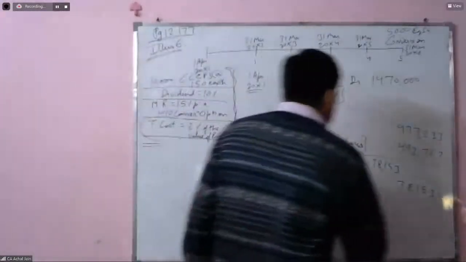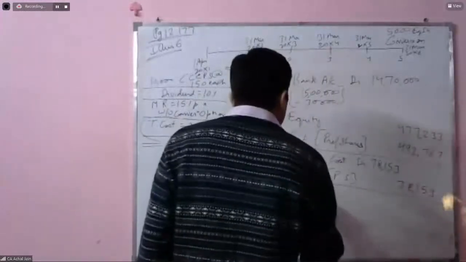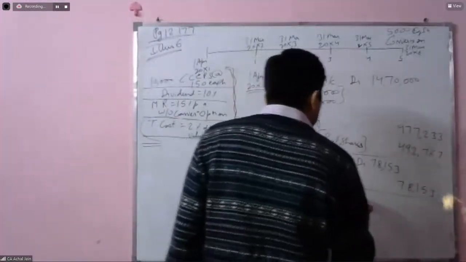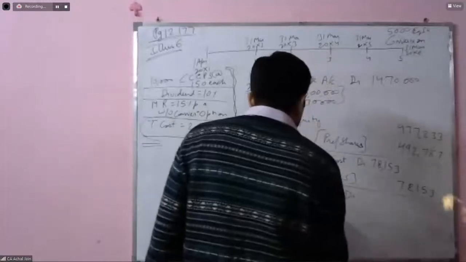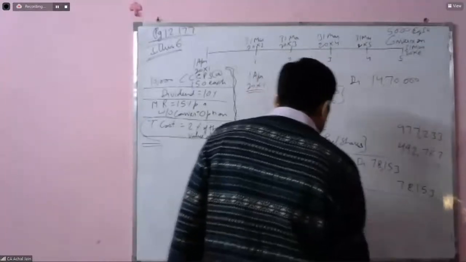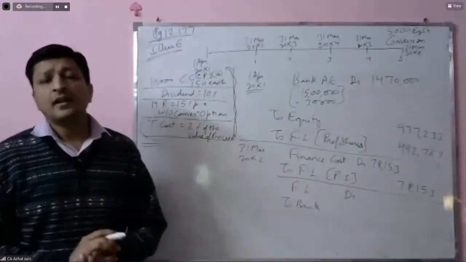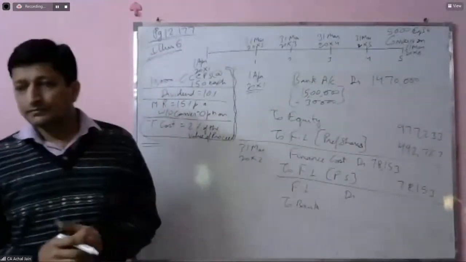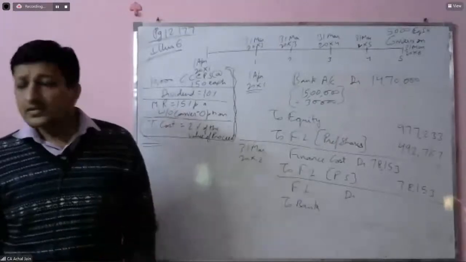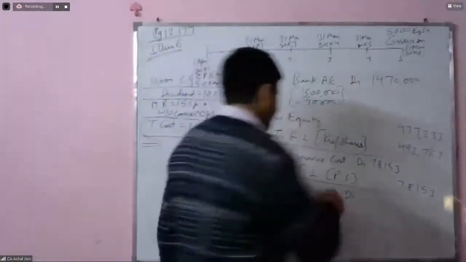And what's the next step? Pay the financial liability. Financial liability debit to bank. What's the payment of this financial liability? 1,50,000. That is in the form of dividend.